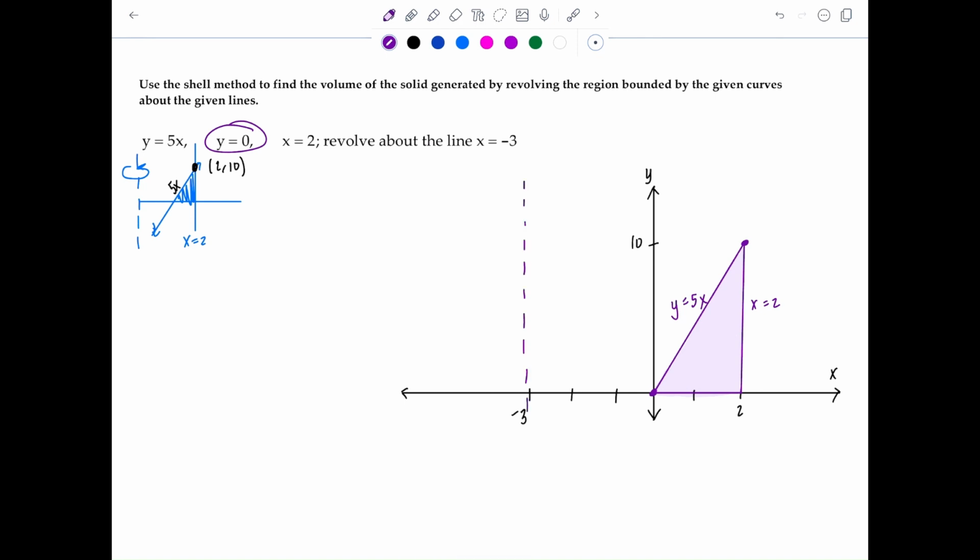And then we're spinning around x equals -3. Okay. So if we're spinning around a vertical line and we're going to peel parallel to the axis of revolution, which way are these peels moving? They're moving in the x direction. So we will be integrating with respect to x because we're doing shells.